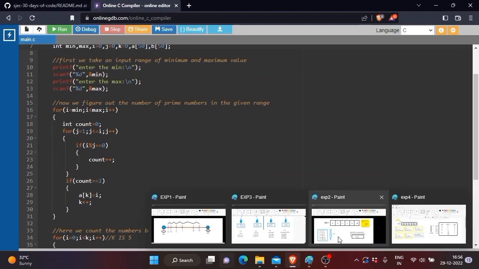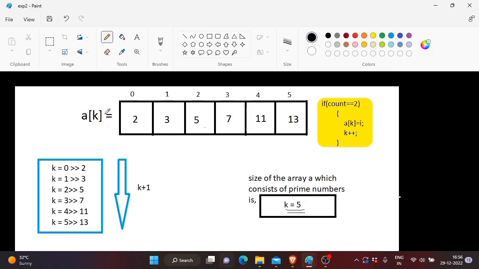Now let us understand it thoroughly. As you can see, 2, 3, 5, 7, 11 and 13 are prime numbers and they are stored in array A. So k is 0 and its value is 2. Here 0 is the index value. At index 1, the number 3 is stored, at index 2, 5, and so on till index 5 where the number 13 is stored. So the last index of the array of prime numbers is k equal to 5. After each value is stored at a particular index, k is incremented.